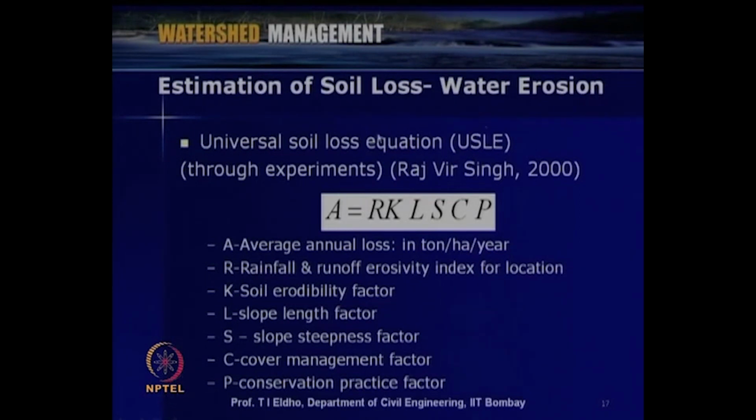This is reported in various textbooks. For example, the various relationships in this lecture are taken from the book of Rajveer Singh. The relationship for the average annual loss in ton per hectare per year can be expressed as R into K into L into S into C into P. So, A is equal to R K L S C P.